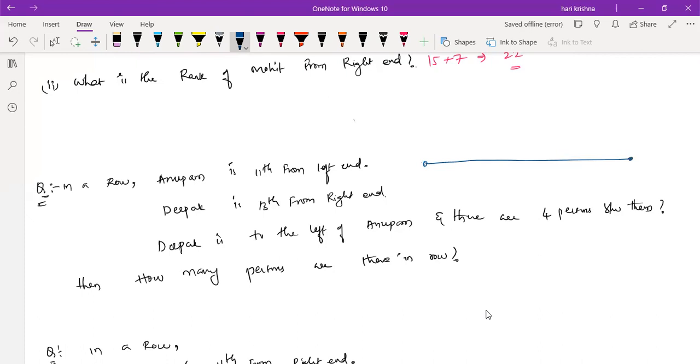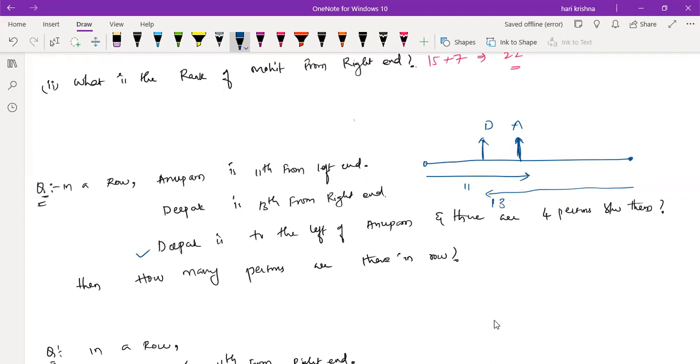There is a row and Anupam is 11th from the left hand. And Deepak is 13th from the right hand, but Deepak is to the left of Anupam. That means there is an overlapping region, right? There will be overlapping from here to here. So Deepak is 13th from the right hand, and at the same time, Deepak is left to the Anupam.